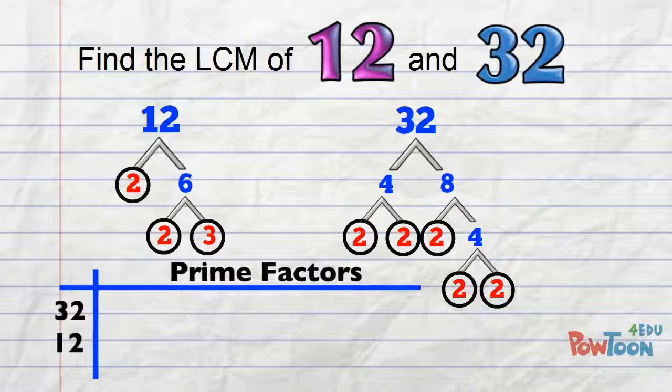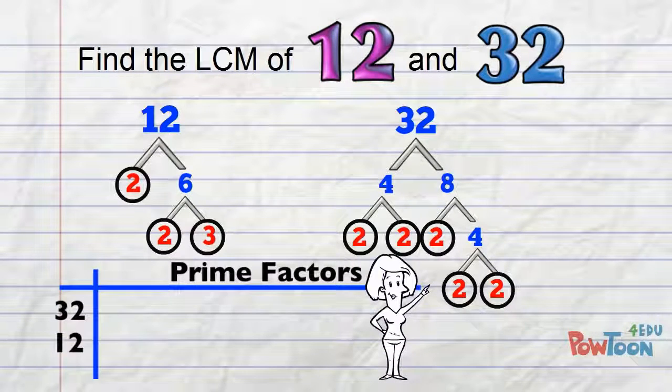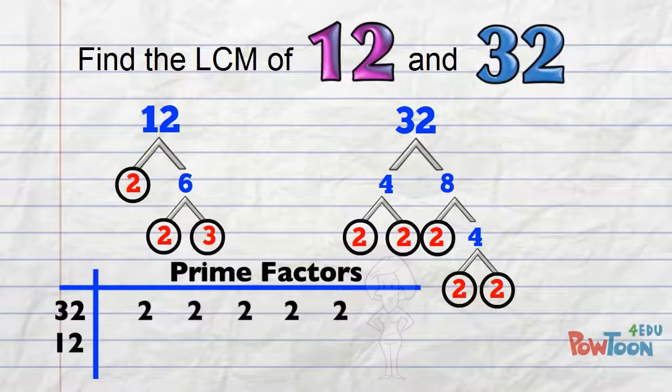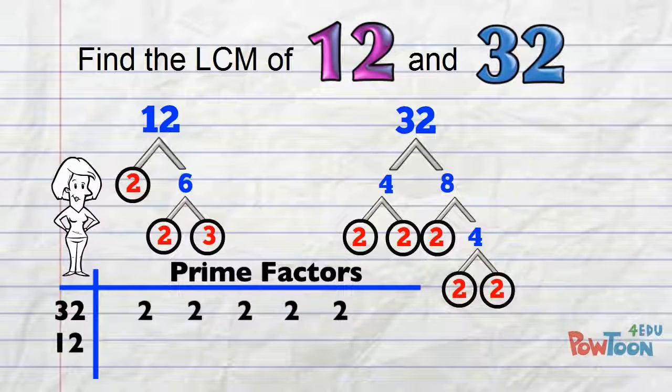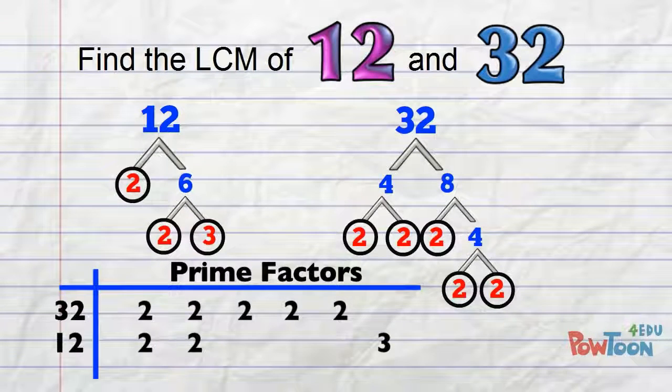Next, we make a quick table of the prime factors. Using columns, we match the like factors. Leave a space where there's no match. 32 has the prime factor 2 five times. Write them in. 12 has the prime factor 2 twice. I leave spaces and then put its remaining prime factor 3. I put a line under the prime factors to help my thinking.